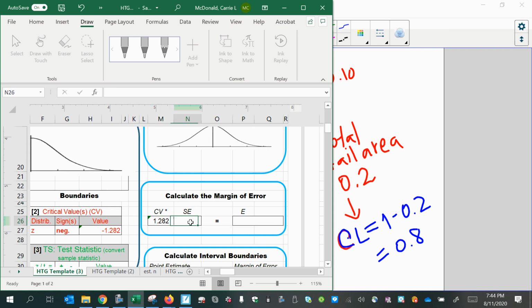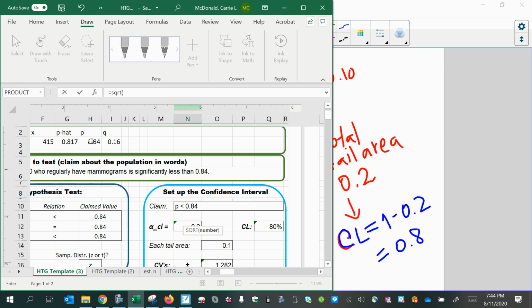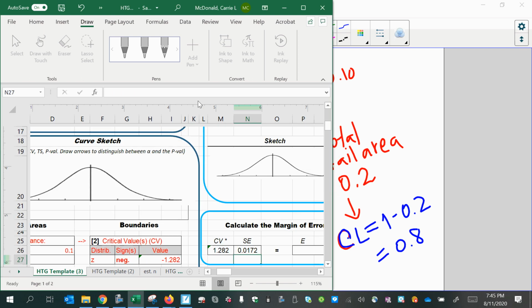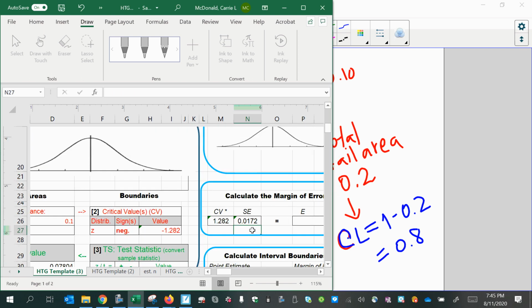So the standard error, I meant to say the square root of p hat q hat divided by n. So p hat times q hat. Well, q hat is 1 minus p hat. So 1 minus p hat, and divided by n, 508. It's yelling at me because I didn't close my parentheses here. When you nest something inside of another function, you have to make sure to close your parentheses.